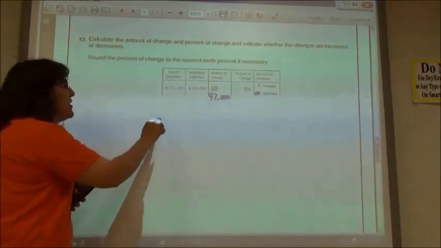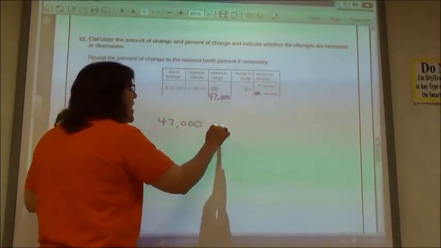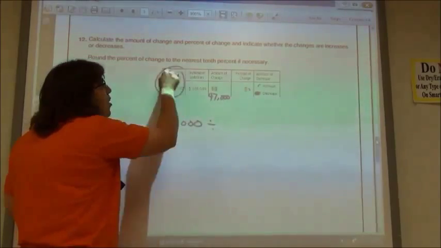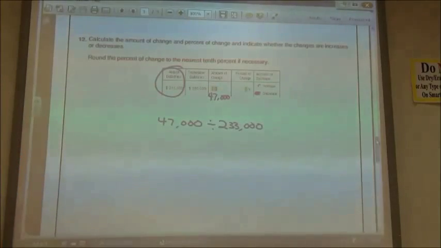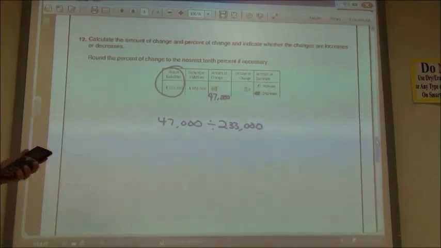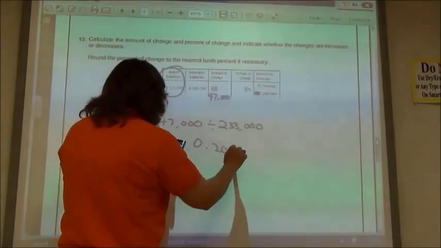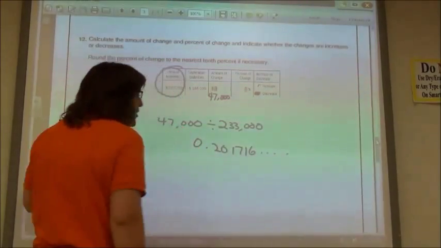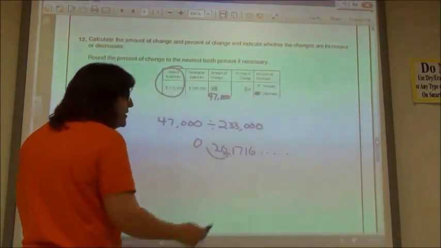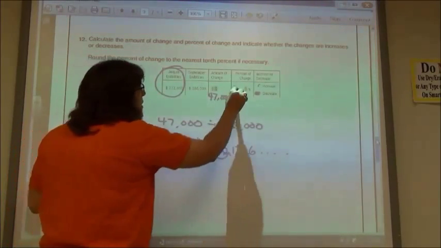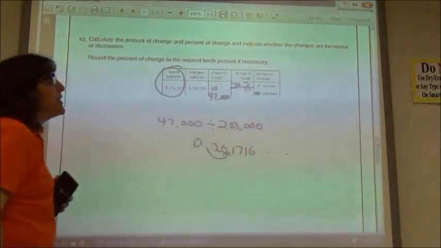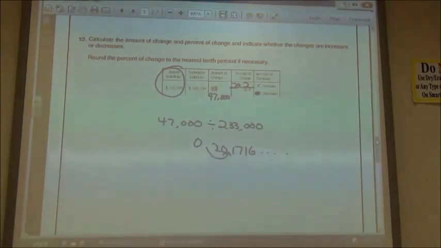Percent change, I have to take the 47,000 that it changed by divided by what it started at. In August, it started at 233,000. So it's always the starting one. It went from August to September. So 47,000 divided by 233,000, I get 0.201716... Changing it to a percent, move it 2 places, and rounding. Since there's a 1 followed by a 7, I've got to round that up to a 2. So 20.2% is what my percent change is.